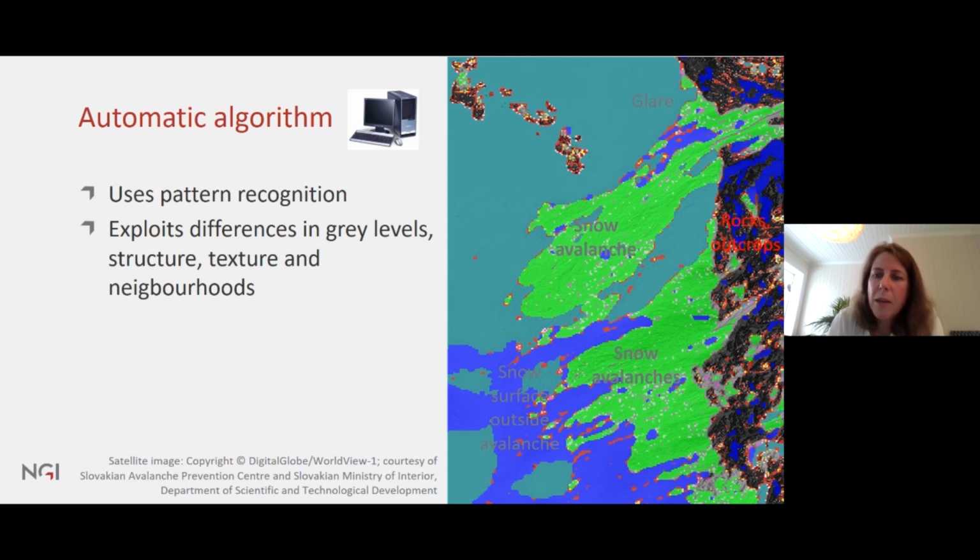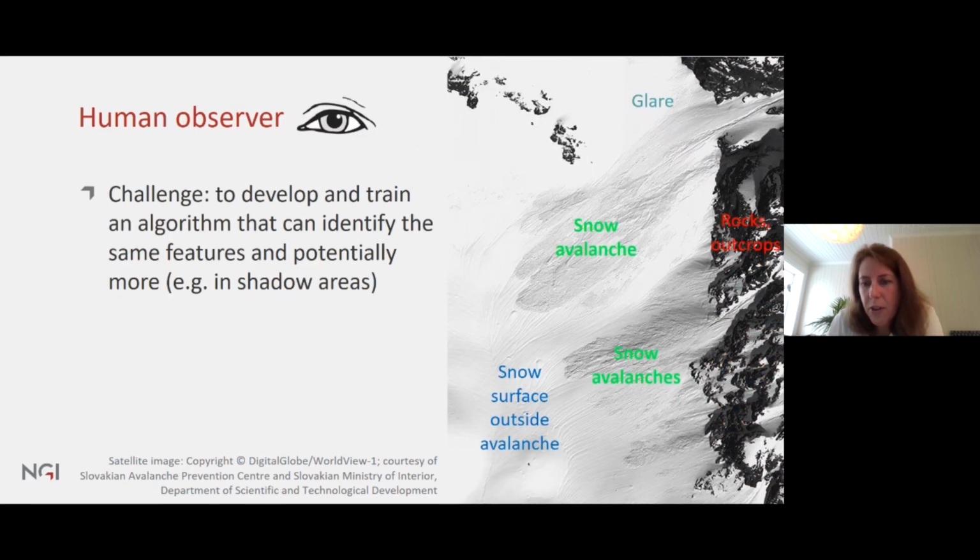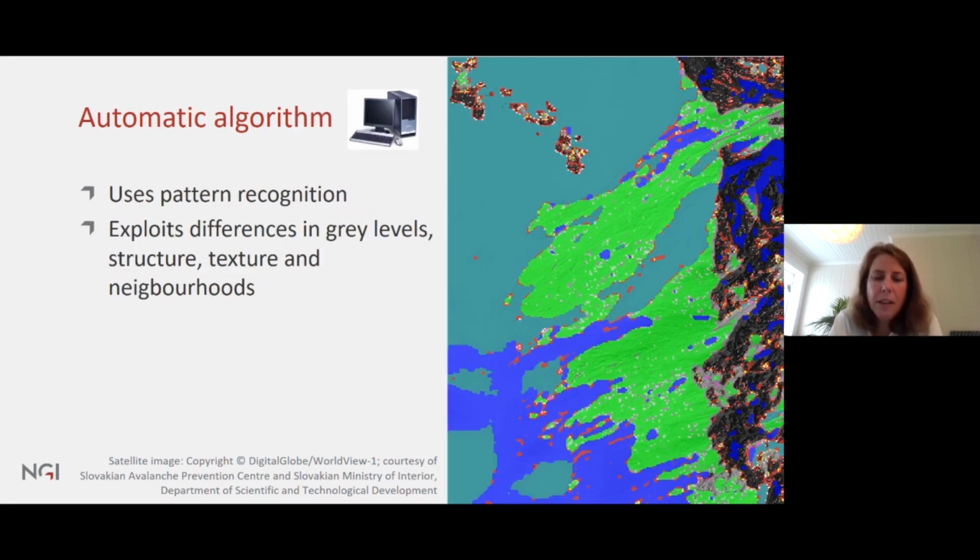In green, it was able to detect the avalanche snow, and it was also able to differentiate the rock outcrops, the areas with glare, and the undisturbed snow surfaces. You will also see, if I go back, that there are certain differences in the runout lengths of the avalanches. So in certain types of snow, the algorithm struggles to delineate exactly between the avalanches and the non-impacted snow. However, overall, the results are quite satisfying.